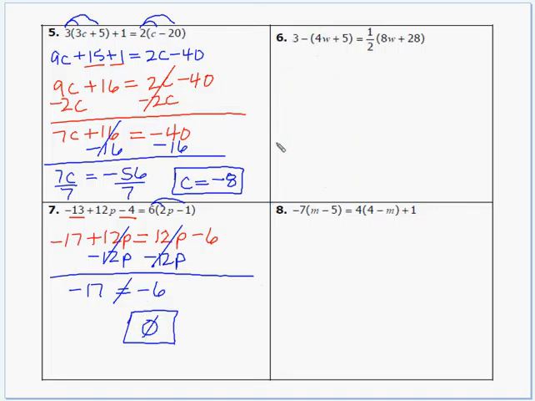On examples 6 and 8, for number 6, our answer for W is that W is equal to negative 2. And for number 8, we get that M is equal to 6.